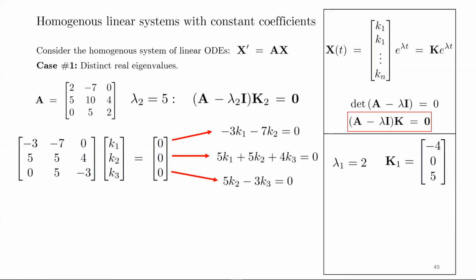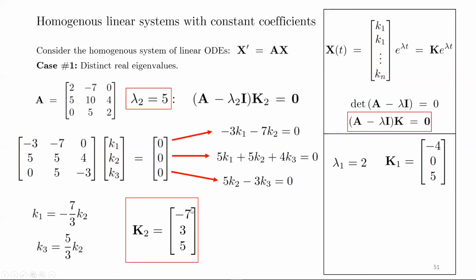From this first equation, I can write k1 in terms of k2, and from this bottom equation here, I can write k3 in terms of k2. So if I just choose k2 to be some arbitrary number, let's say 3, because it will get rid of the fractions, then my k1 would have to be negative 7, and my k3 will have to be 5. So if I choose k2 equal to 3, k1 equals negative 7, k3 equals 5, and I get this eigenvector here.